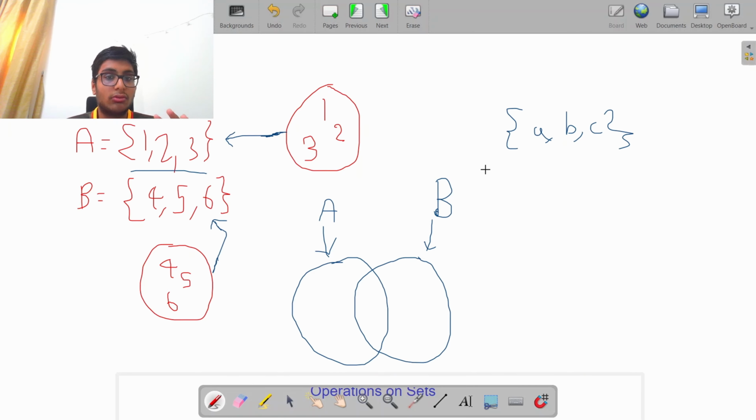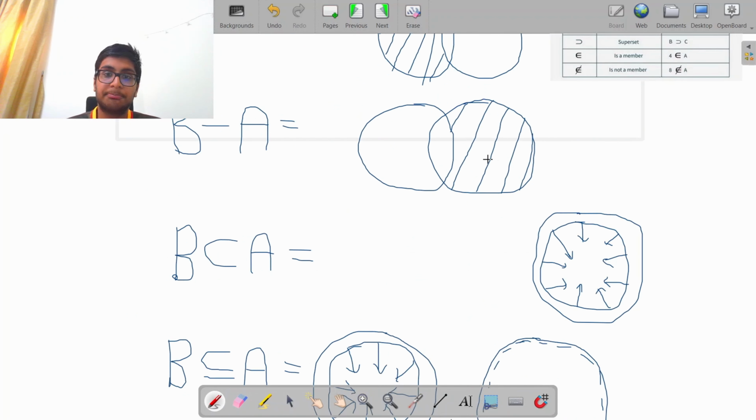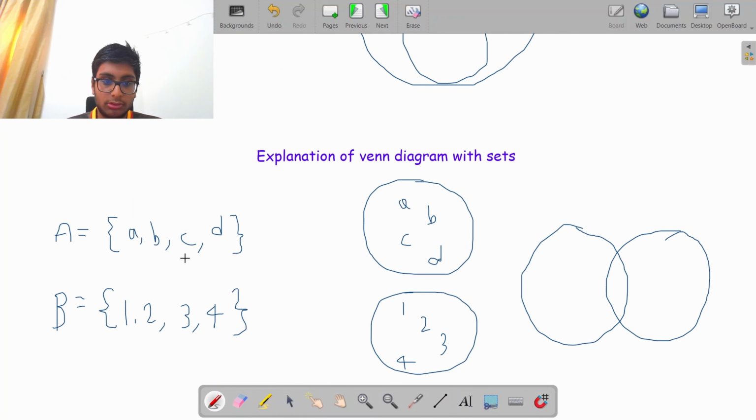But when we're talking about sets, we need to represent our information to a person in front of us. Then how will we do that? Well, it won't be of much use in the future, but it will help us get a clear idea on what we're doing currently. So here's the explanation of Venn diagrams with sets itself.